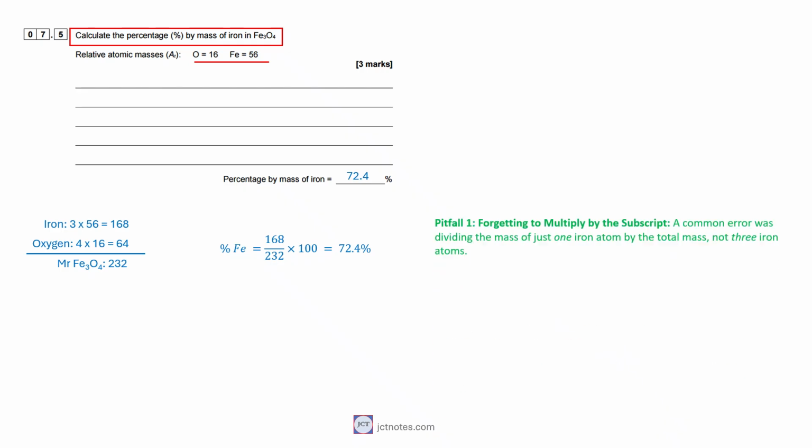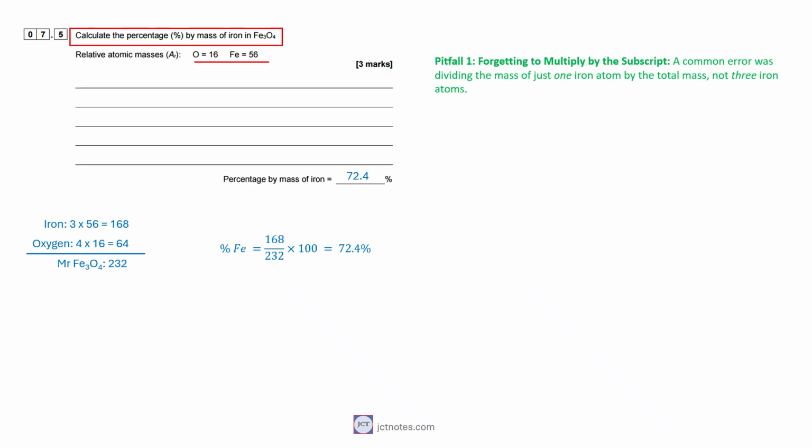Pitfall 1. Forgetting to multiply by the subscript. A common error was dividing the mass of just one iron atom by the total mass, writing 56 over 232 times 100. Remember, there are 3 iron atoms in Fe3O4. You must calculate the percentage for all the iron present, not just a single atom.